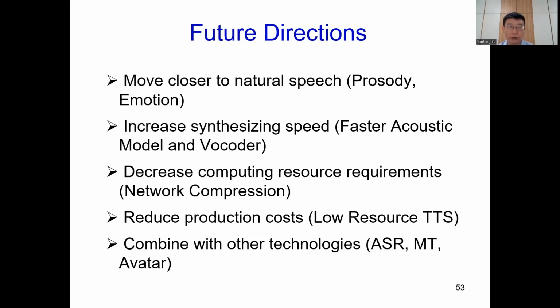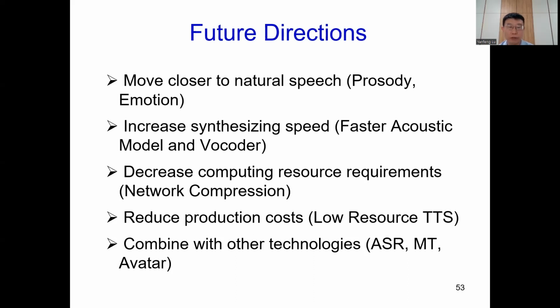Another development is to increase synthesizing speed. Compared to the traditional approaches, HTS and concatenative TTS, the neural TTS is slow. So people are putting effort into increasing the synthesizing speed. And the major part is to develop a faster acoustic model and a vocoder.